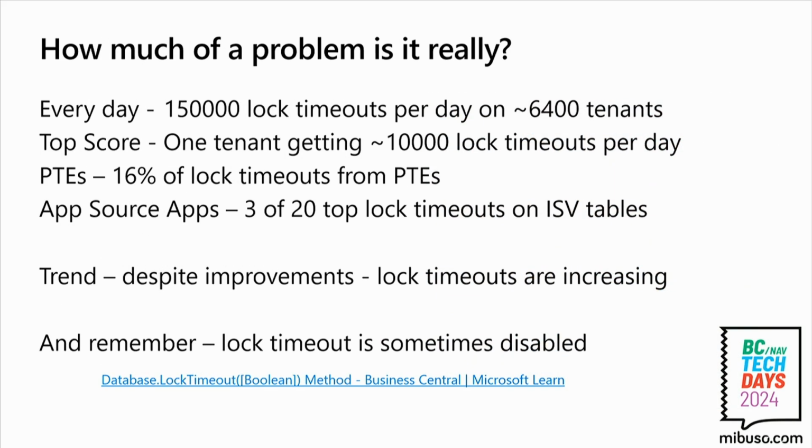So how big a problem is it actually? Every day we have a lot of lock timeouts, 150,000 on 6,400 tenants on a daily basis. And some are really bad, and they have other issues, and most probably they are using the system in a way where they hurt themselves by using APIs or other recurrent jobs. So I think that's a situation that is specific for some. But you can see the amount of locks coming from per-tenant extensions is 16. So there's a big place for others, and AppSource apps has 3 out of 20 where the locks come from. But that means most of the heavy locks come from the base system, because that's where a lot of the complexity goes on.